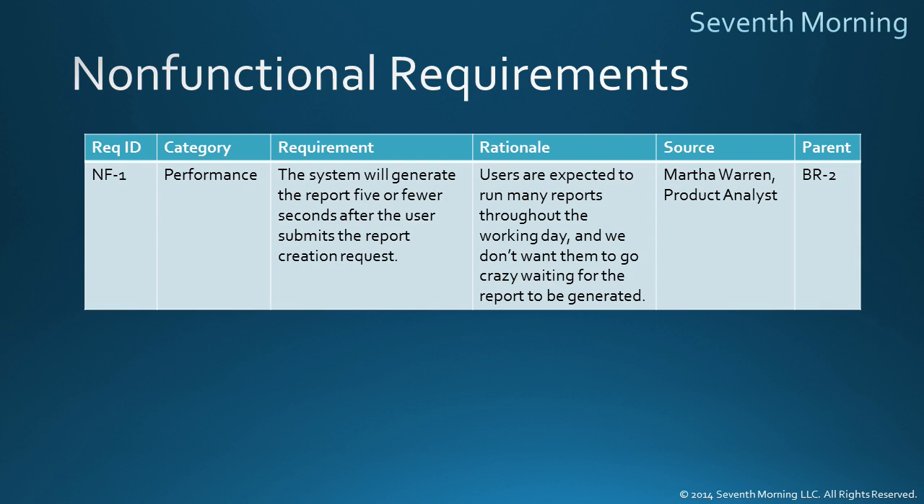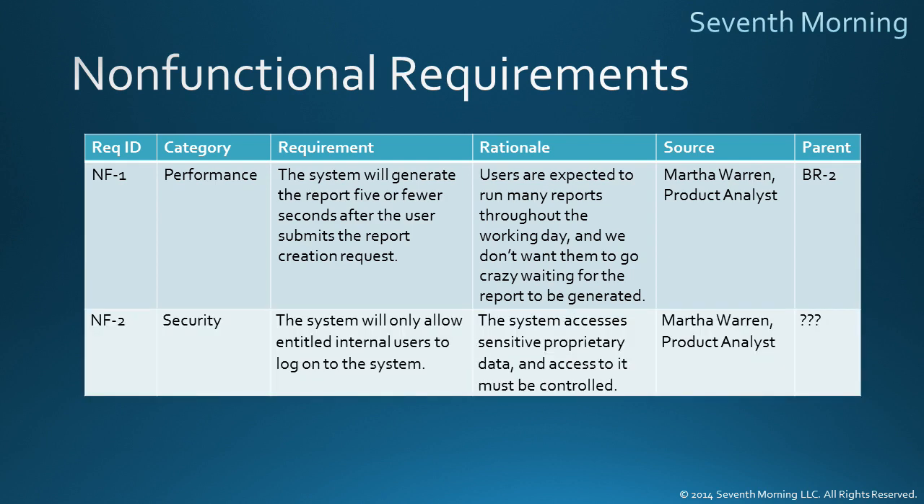All right, let's look at another example of non-functional requirement. All right, okay, I've been waiting for this requirement. The ID is NF2. It's a security requirement. It says that the system will only allow entitled internal users to log on to the system. Makes sense. The rationale is that the system accesses sensitive data, so access to it must be controlled. That also makes sense. Okay. The requirement was provided by Martha Warren, and wait a minute, we don't have a parent requirement for this one. I wonder why that would be.